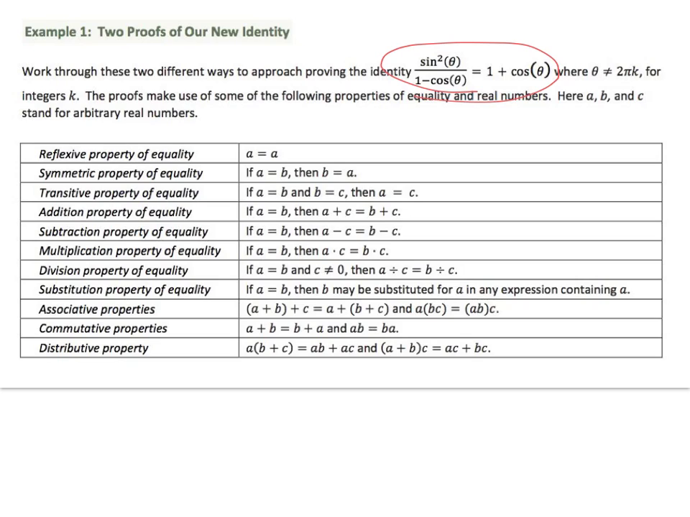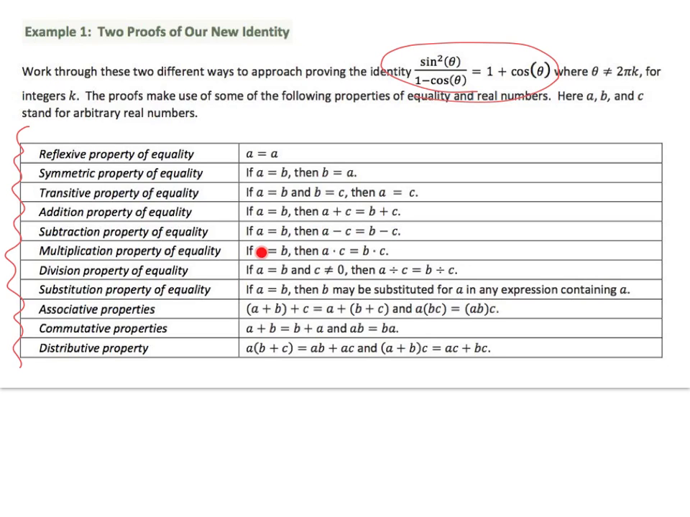Proofs make use of some of the following properties of equality and real numbers. These are all of the properties we've learned through your math career so far. Some of them you don't even know you know, some of them you remember learning. We've learned them in geometry and algebra. Reflexive, symmetric: if A equals B, then B equals A. Transitive: if A equals B and B equals C, then A equals C. Addition: if you add something to both sides, you're good. Subtraction: subtract it from both sides.